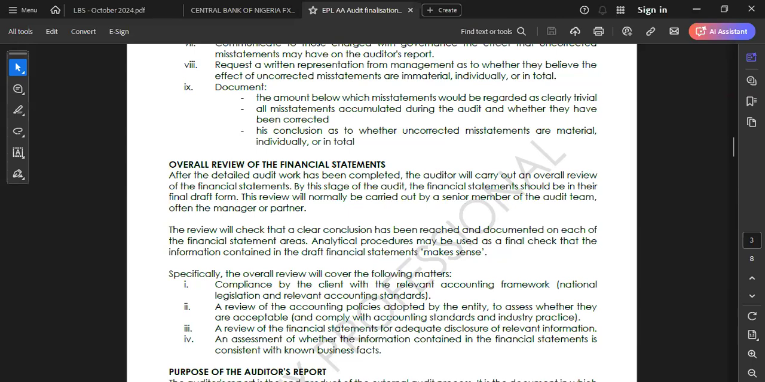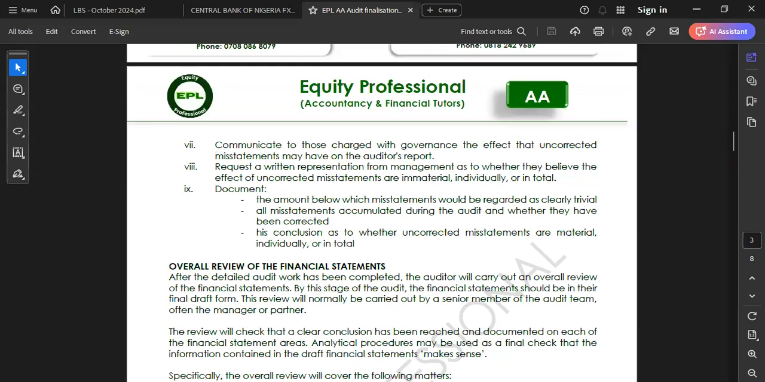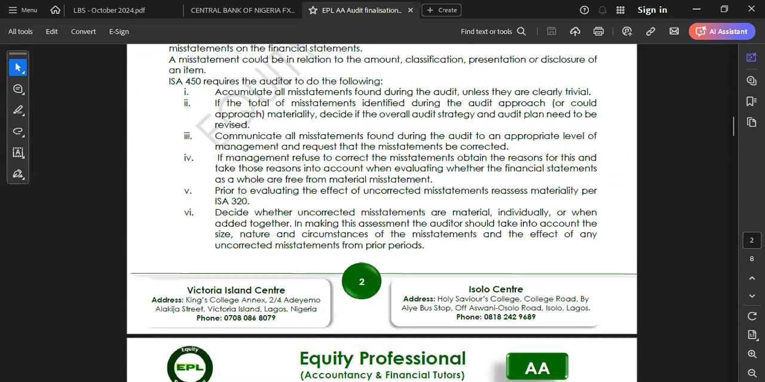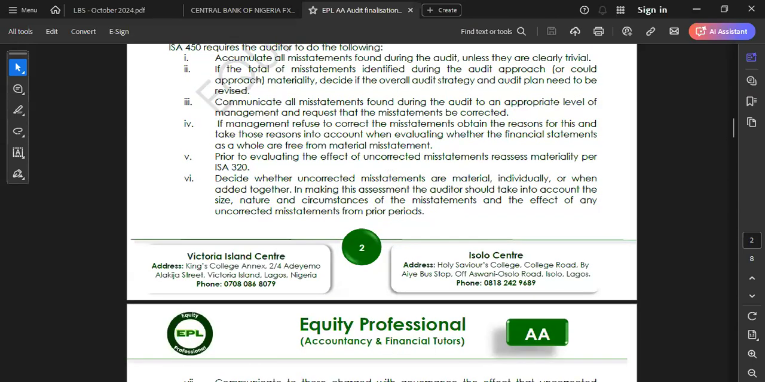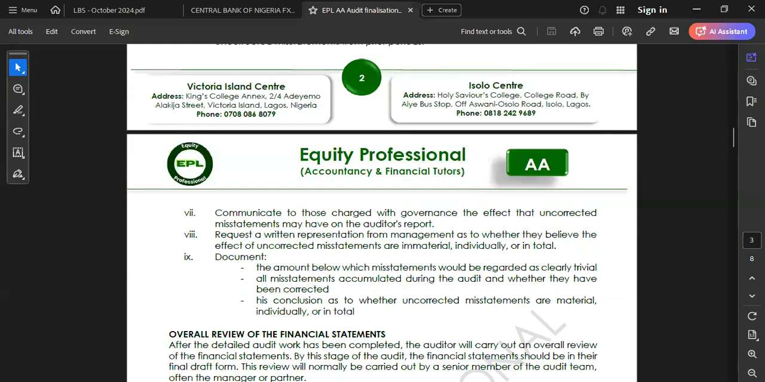So if you look at the point for evaluation of misstatement, the first thing is that he should discuss it with management after listing and totaling the amount. But when management is refusing to correct this misstatement, that's when he will now take it to those charged with governance. Does that explain your question?